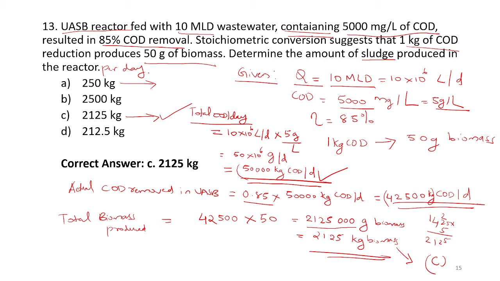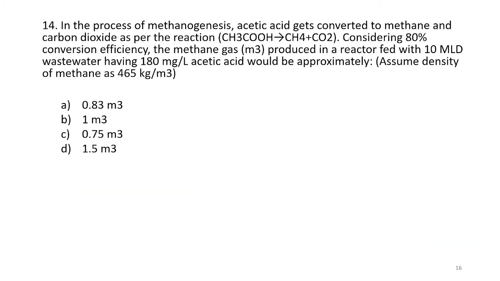That is also a numerical. The last question is about methane production in the process of methanogenesis. Acetic acid gets converted to methane and carbon dioxide as per the reaction CH3COOH gives methane plus carbon dioxide. Considering 80% conversion efficiency, methane gas in meter cube produced in a reactor fed with 10 MLD wastewater having 180 milligram per liter acetic acid would be approximately.